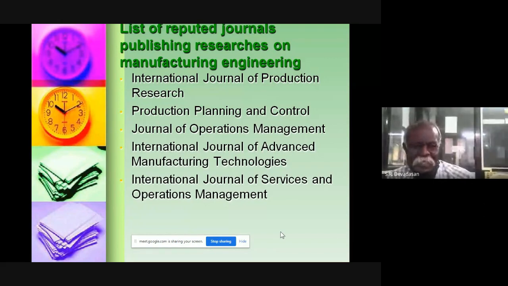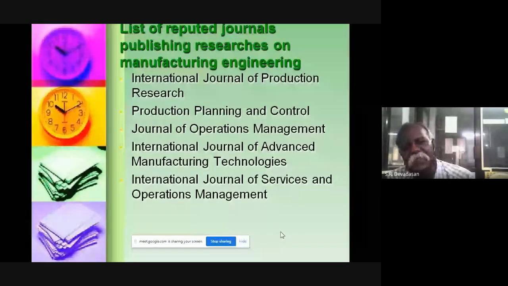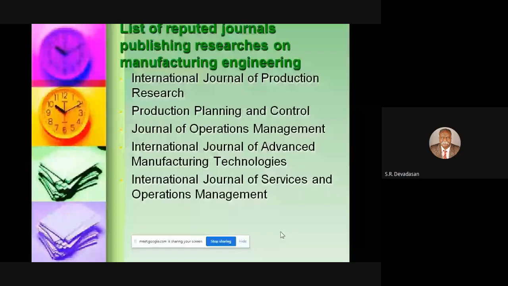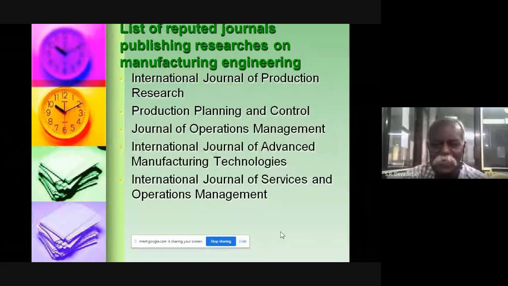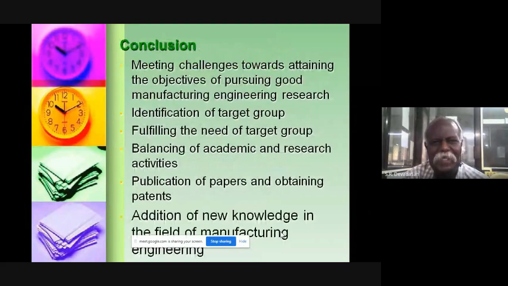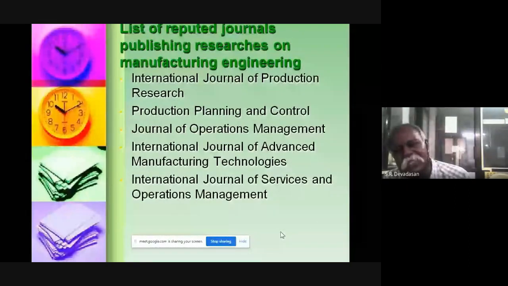Then Production Planning and Control is yet another journal which publishes works on manufacturing engineering. When we try to publish, we are driven to read the developments that have already been taking place. Thereby we get new knowledge, and it triggers us to think more about it and to further move up the ladder.